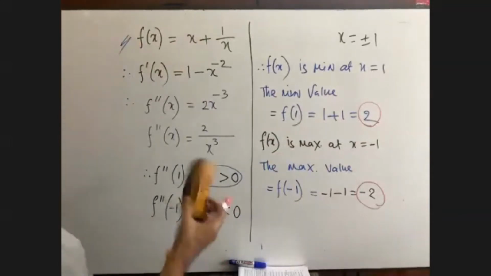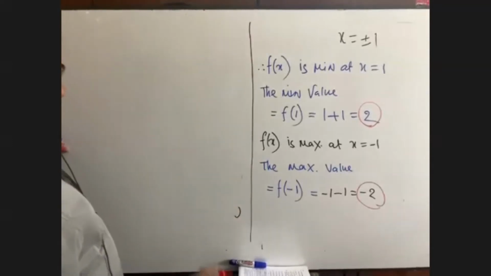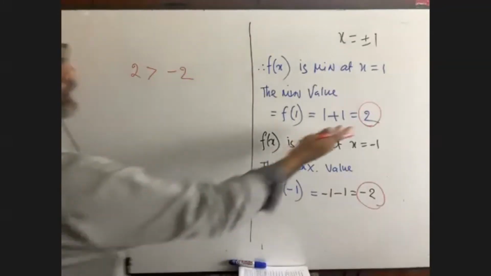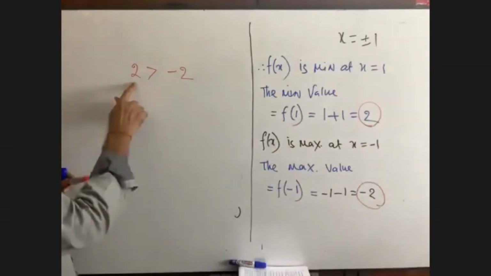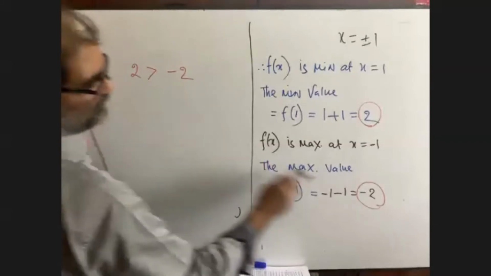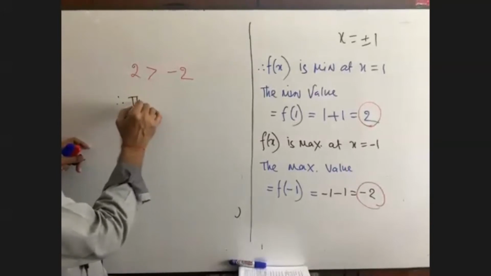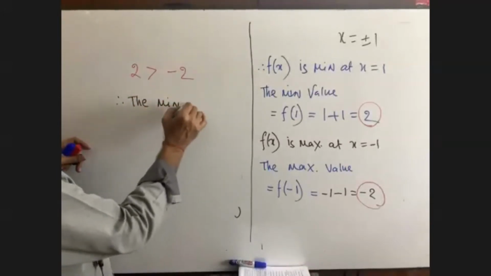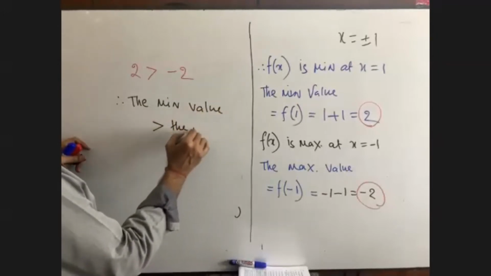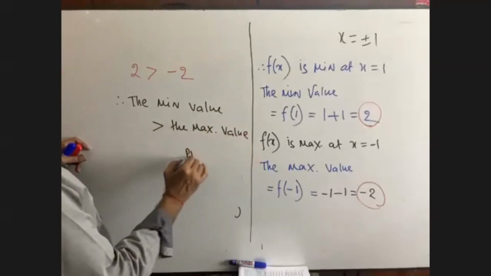What is meant by that? Write down here, 2 is greater than minus 2. We are getting 2 and minus 2. And this 2 is the minimum value, and this minus 2 is the maximum value. Therefore, the minimum value is greater than the maximum value. Proved or showed, whatever it is.